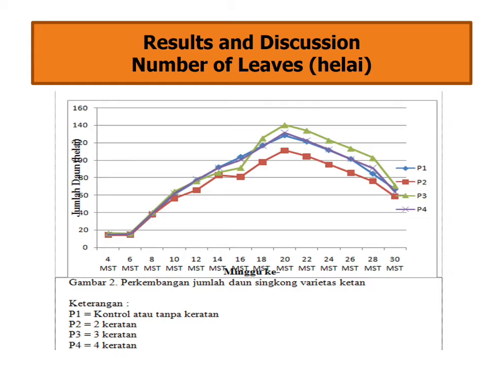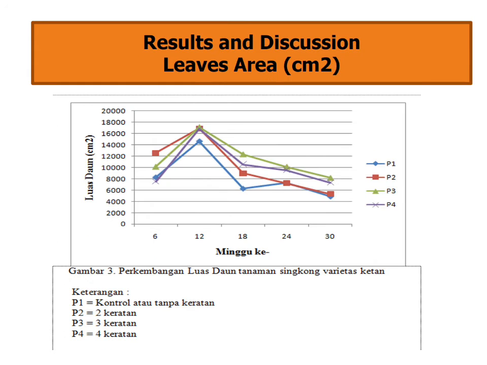The addition of leaf area is a process of cell division and enlargement. Leaf area coincides with the growth of the number of leaves. Due to being attacked by fungi, a lot of leaves fall. Of course, this will also affect the growth of shoot length, root number, and root length.